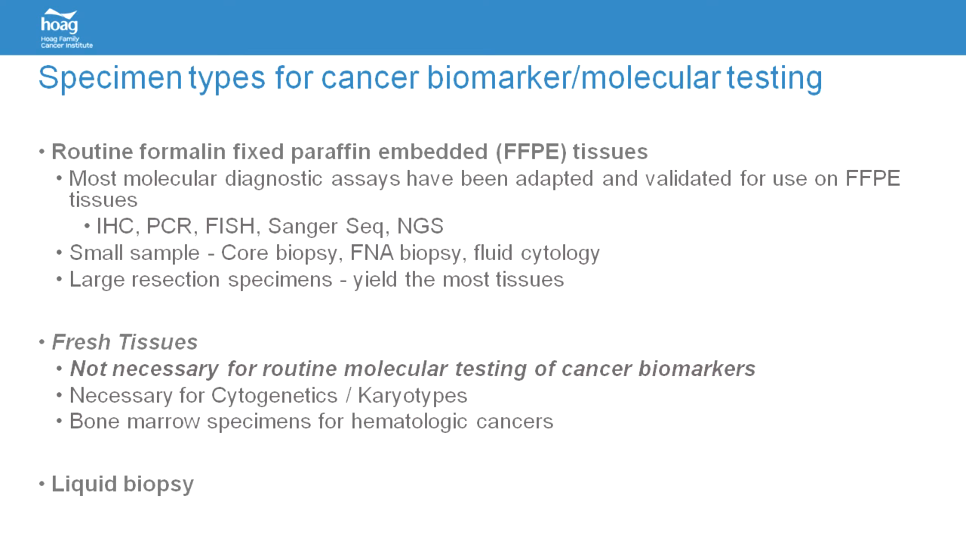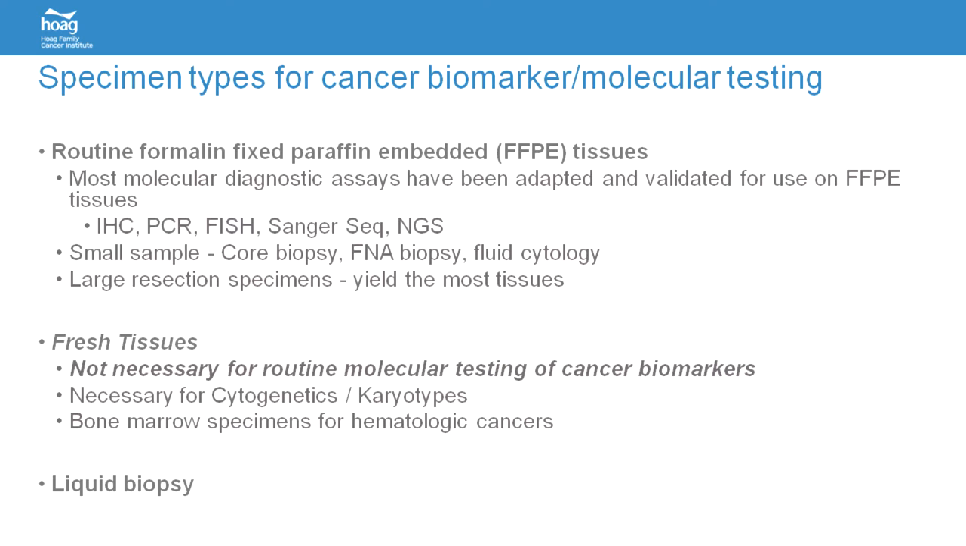So what kind of specimen types can you use for cancer biomarker and molecular testing? Most everything now can be done on our routine pathological specimens. That's routine formalin-fixed paraffin-embedded tissues. We can do IHC, we can do PCR, we can do FISH, we can do Sanger sequencing, and we can do next-generation sequencing just based on the standard routine specimen types.